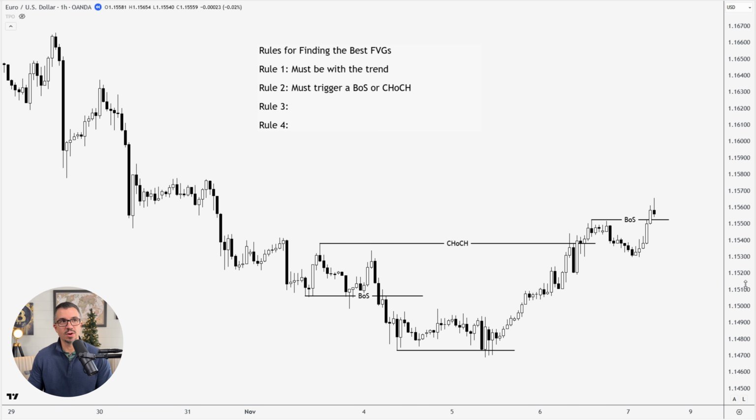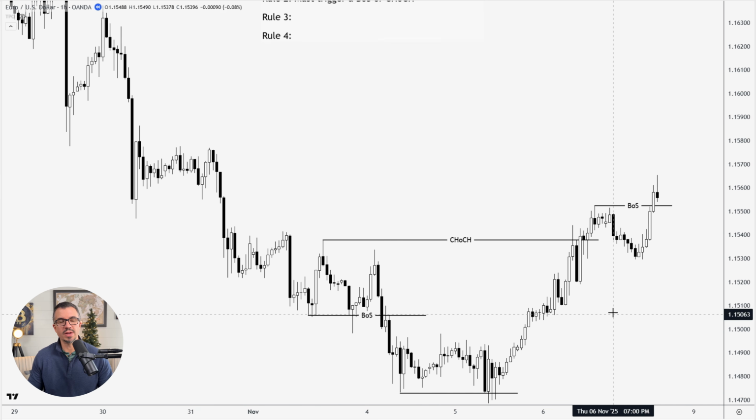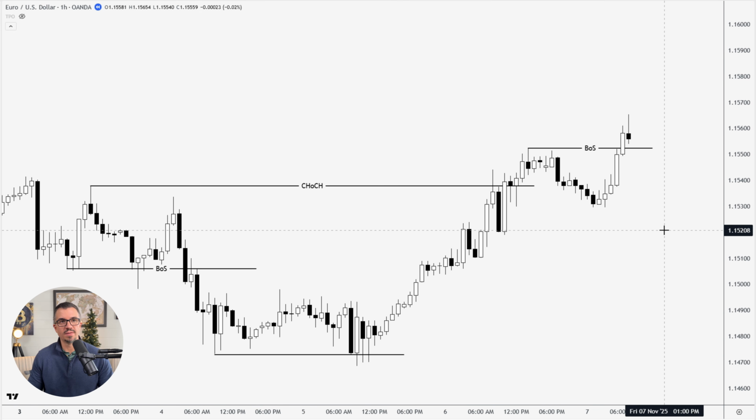Now, the second thing, or the third thing here, the third rule for FVGs that I always look for is following this move here.